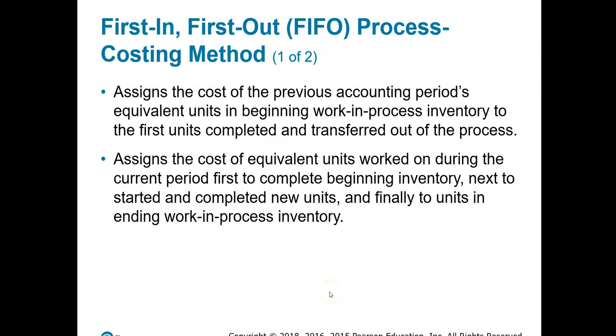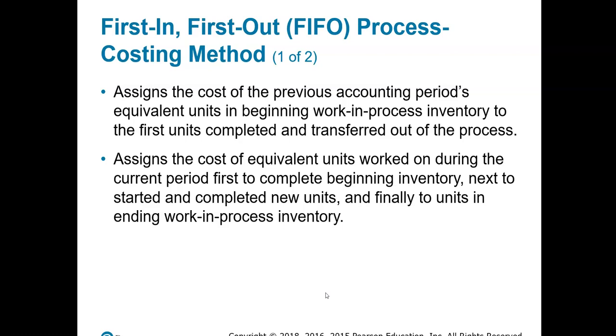Now let's look at first in, first out process. A little bit different, so we're going to take this just a little bit slower here. We're going to assign costs of the previous accounting period's equivalent units and beginning work in process inventory to the first units completed and transferred out. And we're going to assign the cost of equivalent units worked on only during the current period first to complete beginning inventory, and then to started and completed units, and then finally to units in ending inventory. A lot of work there.